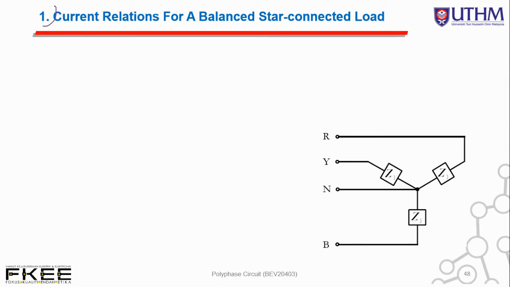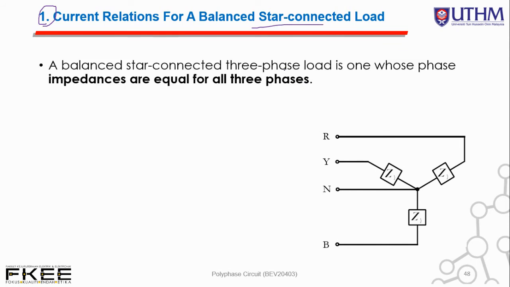First, current relation for a balanced star connected load. I believe a balanced load is one whose phase impedances are equal for all three phases. Just like the sources, we have the same value of V, for example, but now when we come to load, the impedance Z value is equal for all three phases. So we have ZR over here, ZY over here, as well as the third phase, which is ZB.